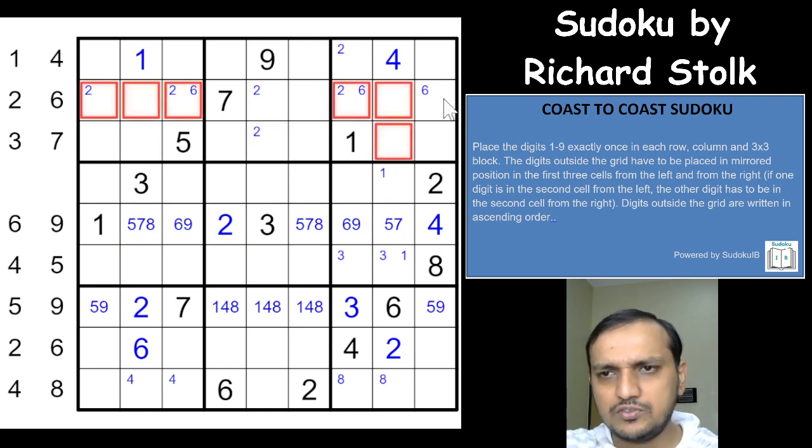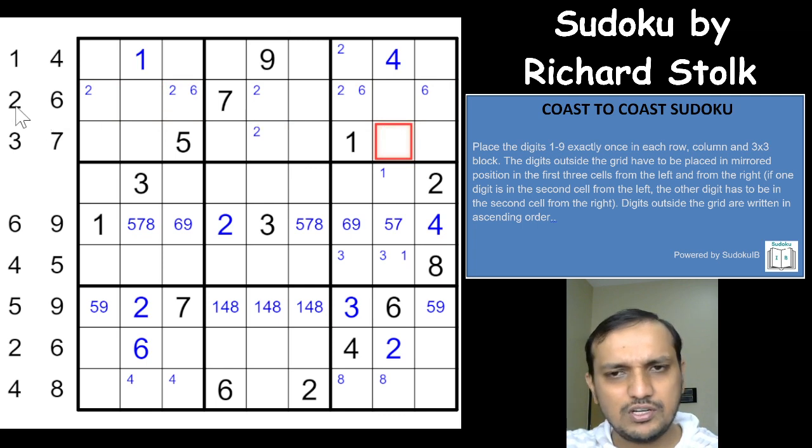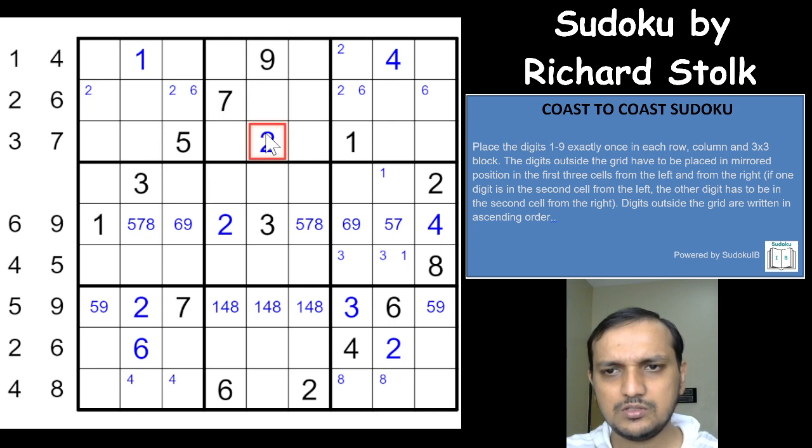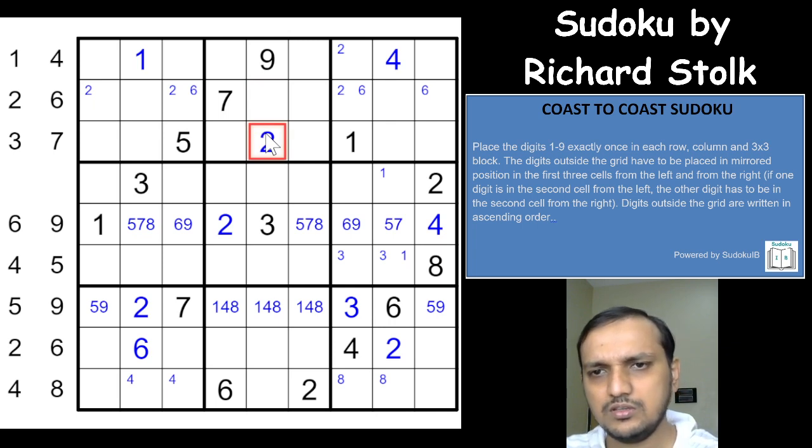Already 2 is in one of these 6 cells. You cannot, as I already said, 2 and 6, 2 cannot be in the middle box. So this is not a 2, this is a 2 now. Nice, that is again good. Okay. What else are we missing here?